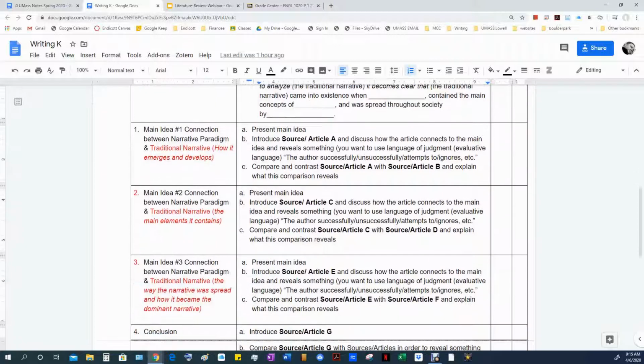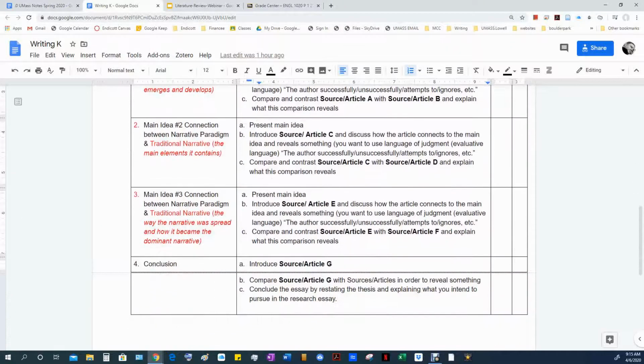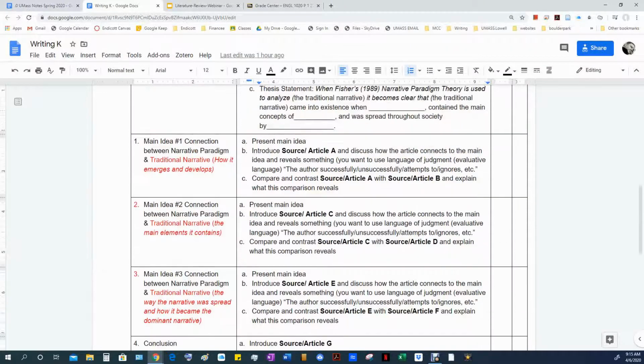And so the hope is, you have your main idea. Do you present the main idea? Do you introduce a source? Do you compare sources or whatever? So you're trying to just figure out what you have and what you don't have in your rough draft. And then obviously when you revise your rough draft, you will sort of know what things you might be missing. So that's all Writing K is.